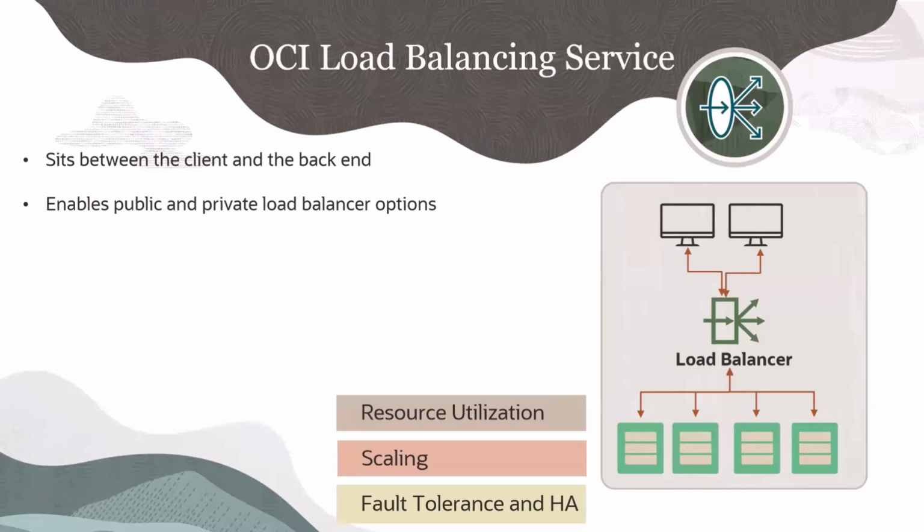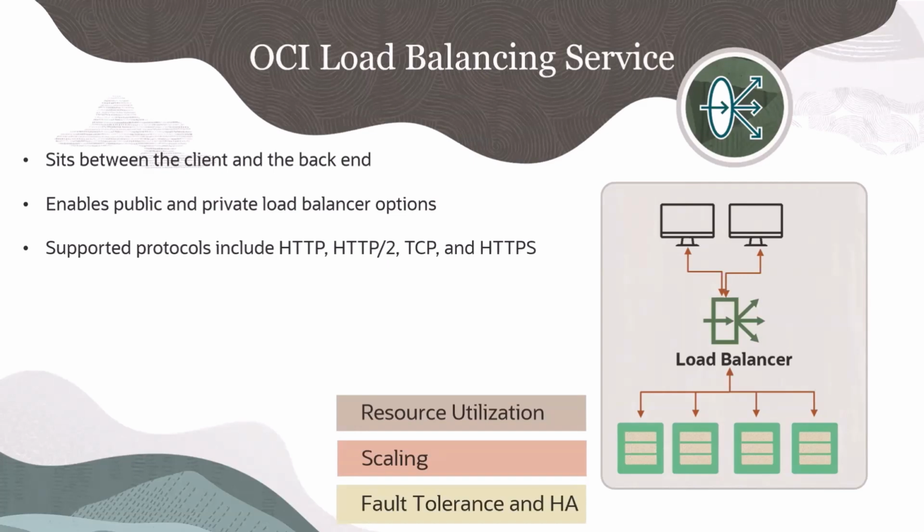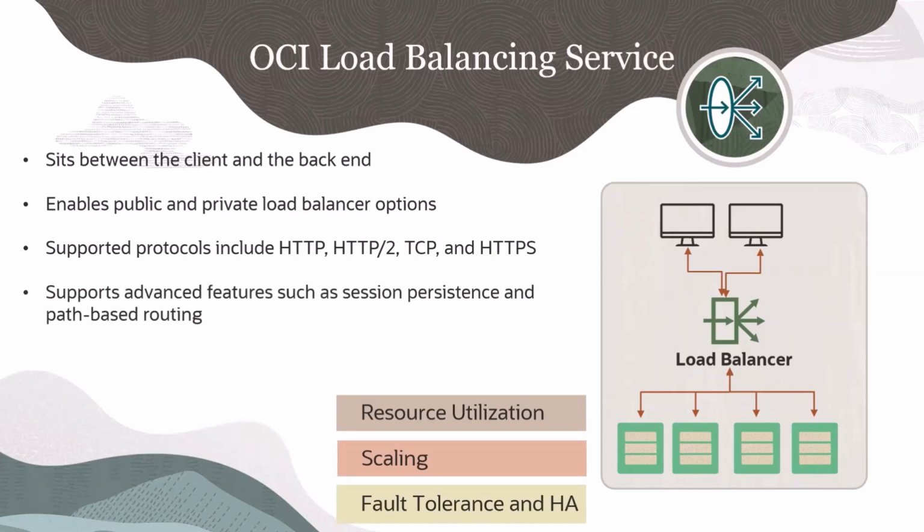There are two types of load balancers. I already mentioned that there is a public load balancer and then there is a private load balancer. In terms of protocol, it supports layer 4 as well as layer 7. So you see HTTP, HTTPS, HTTP2 and TCP. We also discussed in the whiteboarding some of the advanced features of load balancers, for example, session persistence and path-based routing. We also talked about the three different types: SSL termination, point-to-point SSL, and SSL tunneling. So the load balancer supports all these configurations.